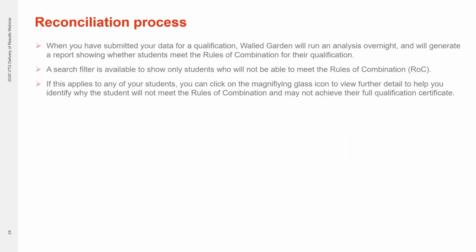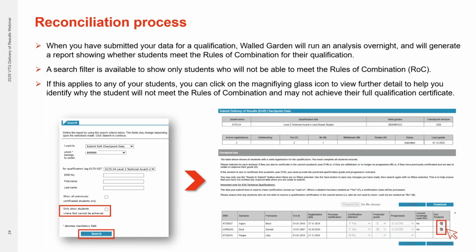Okay, so I've just mentioned this briefly, but when you've submitted your data for a qualification, Walled Garden will run that analysis overnight, and it will generate a report showing whether students meet those rules of combination. You'll be able to access this in Walled Garden from about 9:30 the following morning.